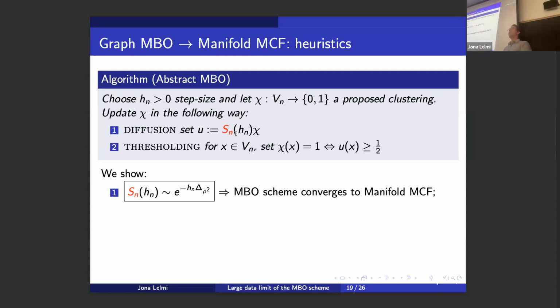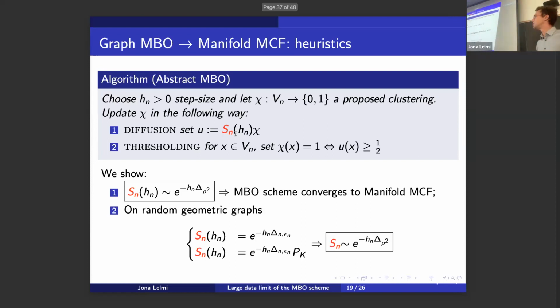And this is true with whichever sequence of point clouds you take. So in particular, you don't have to have a graph structure for this result to be true. There will be some conditions that specify this S_n being close enough to the continuum heat kernel. But if these conditions are satisfied, then you have convergence of the MBO scheme to manifold mean curvature flow.